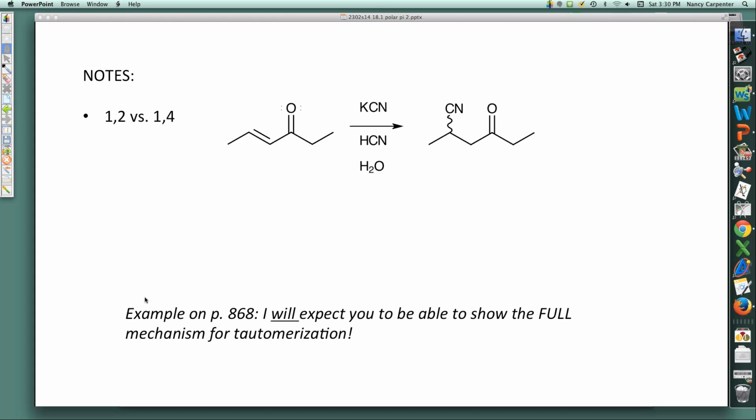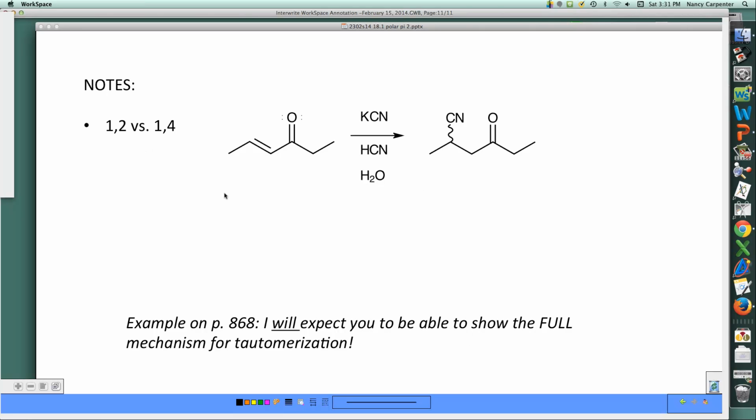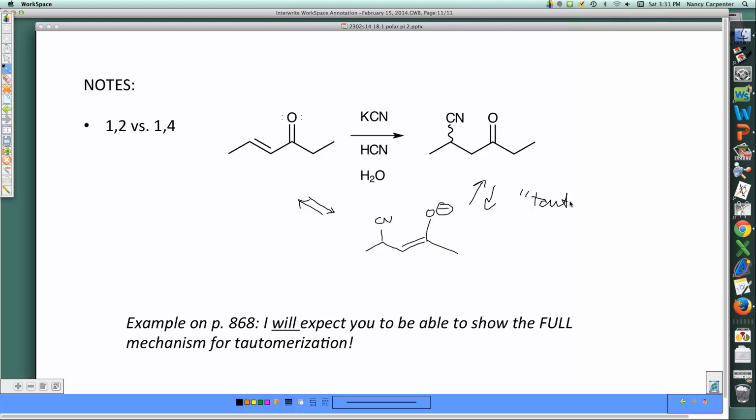So stand forewarned that on page 868 it explains that you get to this ketone from tautomerization of the enolate to the ketone. They just say tautomerization. But I'm going to expect you to show the mechanism, and that mechanism is very straightforward.